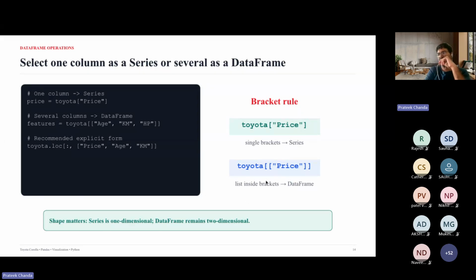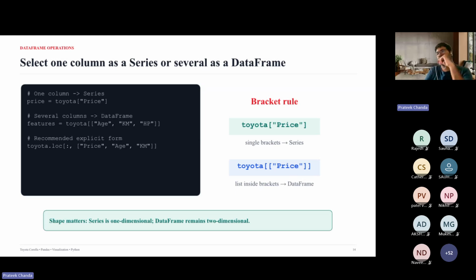And if I have a list inside the brackets, then it gives me a data frame. So now if I want to retrieve several columns, let's say, I want to get a sub data frame of the original data frame.